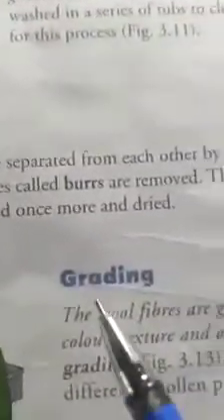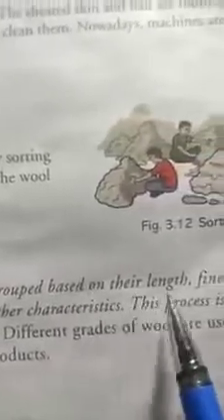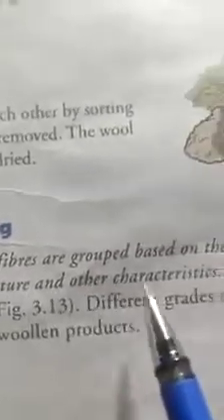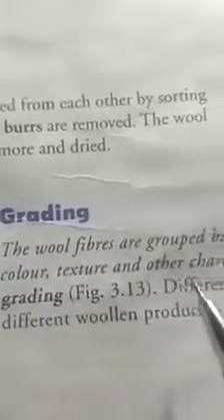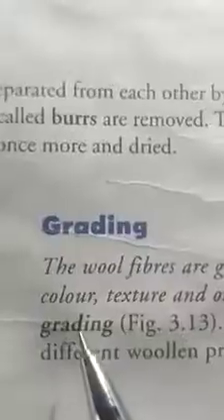Now come to the next step, that is grading. The wool fibers are grouped based on their length, fineness, color, texture, and other characteristics. This process is called grading. I will show you grading. Different grades of wool are used to make different wool products.